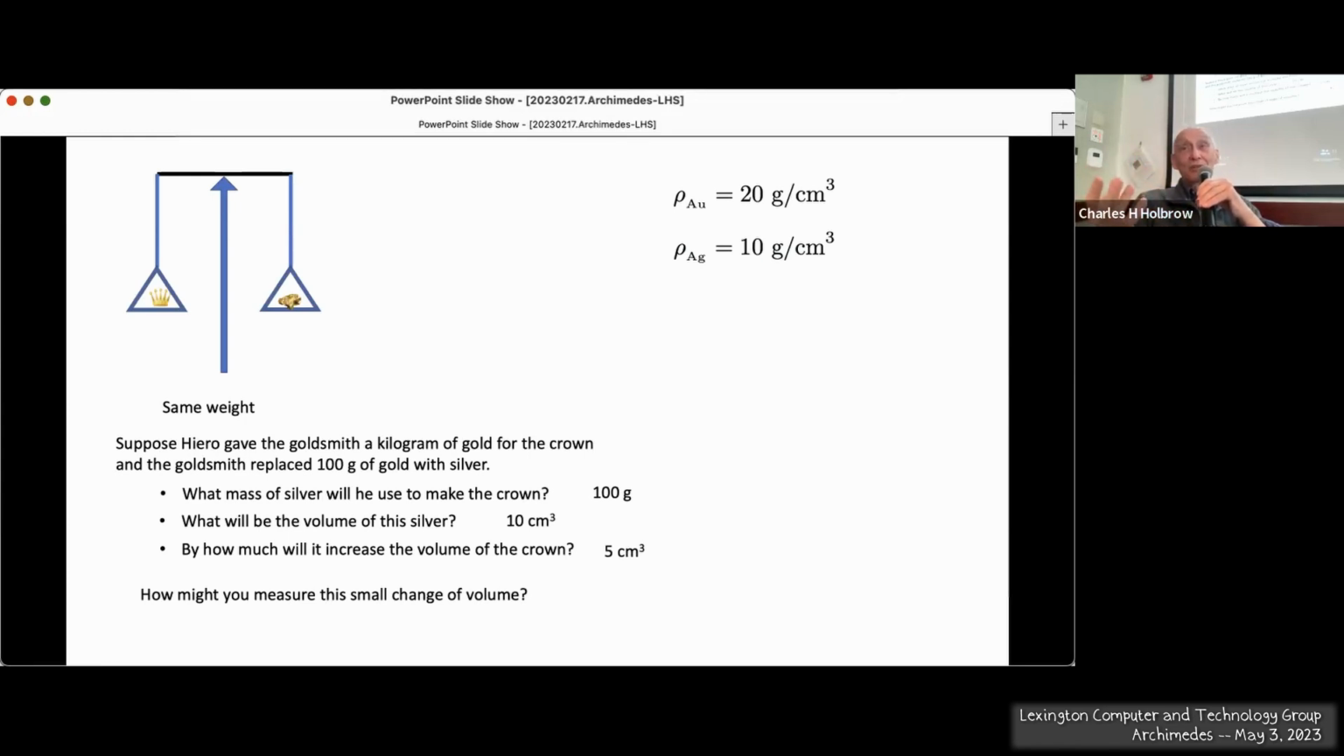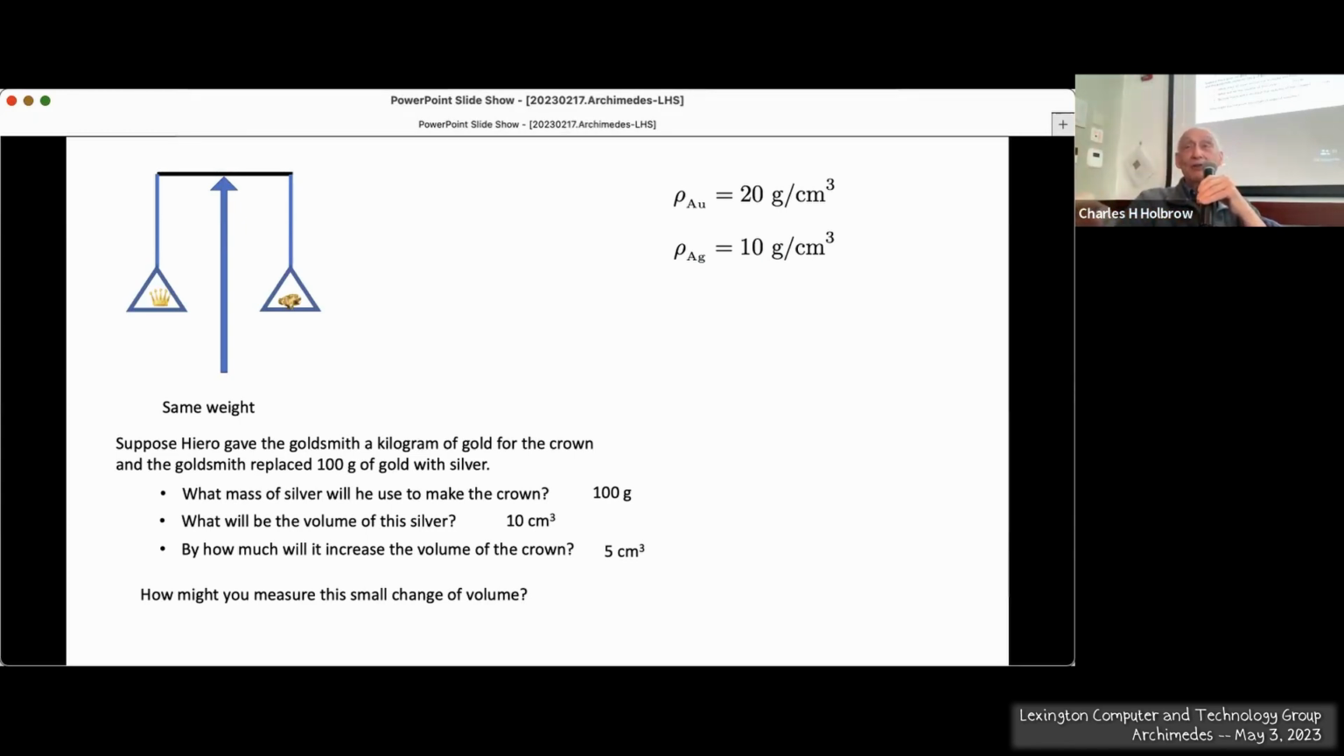And now the question is, how do you measure that? One obvious way is the bathtub way. You fill a bucket with water to a certain level and you put your lump of gold in. Or maybe put your lump of gold in and fill the bucket right up to the top level. Take your lump of gold out, put your crown in, and the water will flow over the edge.